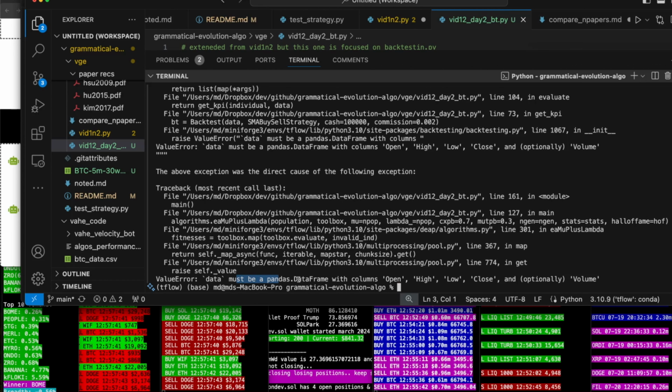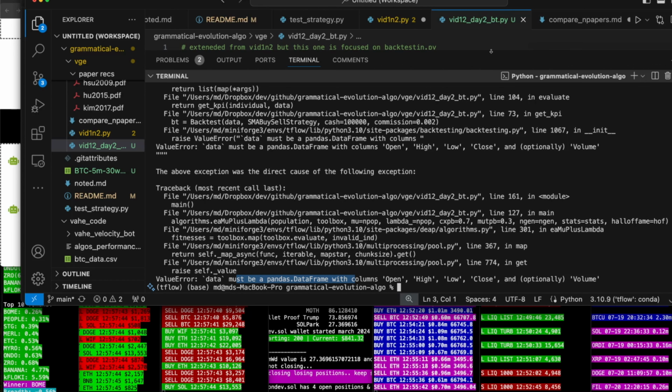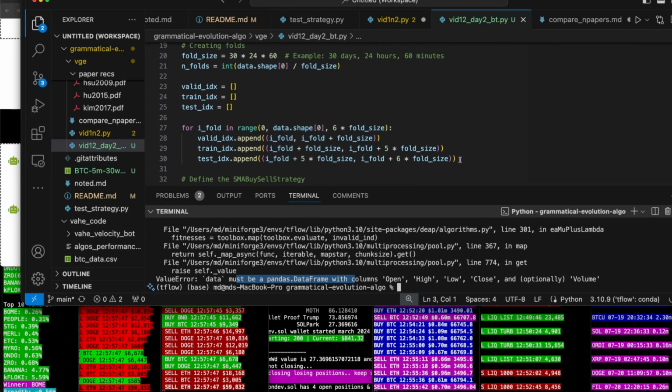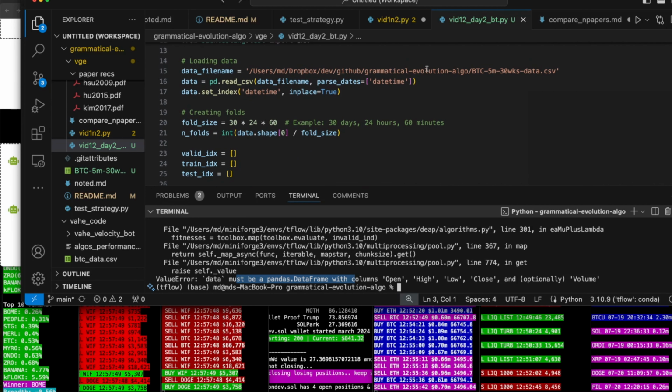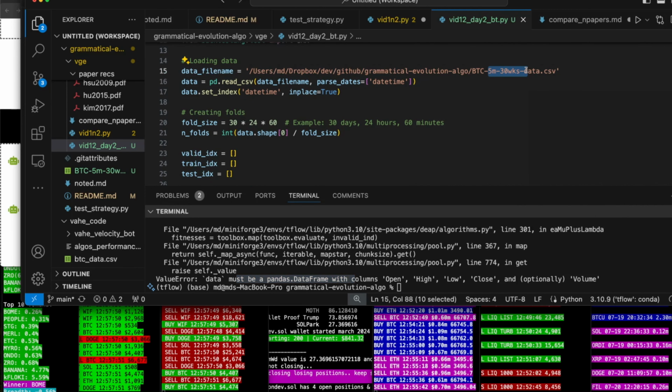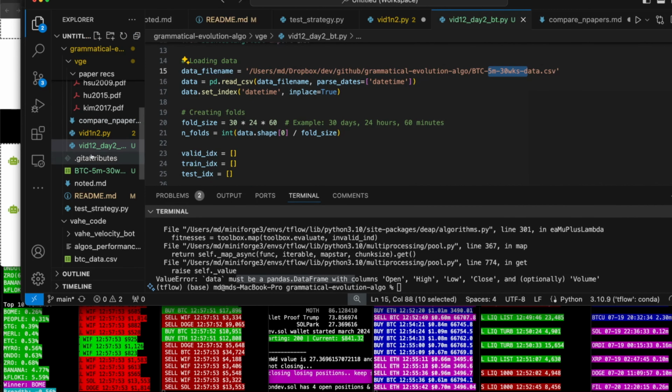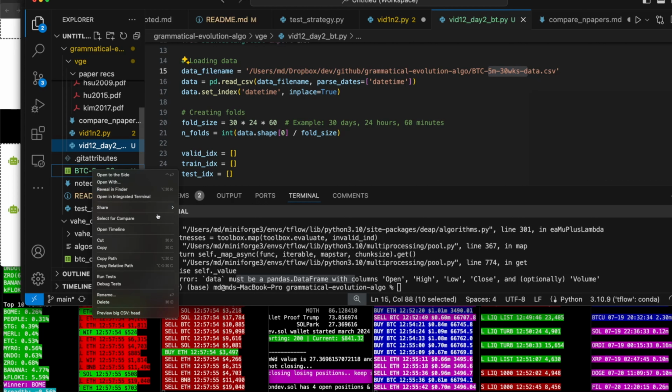So data must be in a Pandas DataFrame. What data are we using, dude? Because you know I'm a data dog. You can see grammatical evolution, Bitcoin 5 minutes, CSV. Is that the one? Let's copy path.